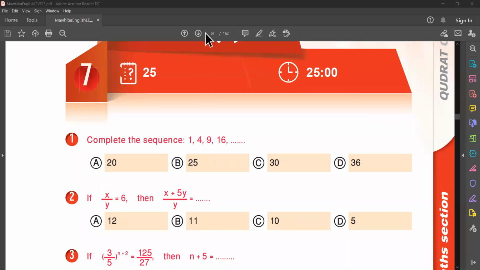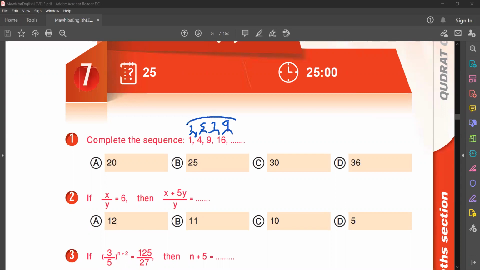Complete the sequence. When you see the numbers, you see 1, 4, 9, 16. But what are the other numbers here? How do I think to find the other numbers? You have two ways. Maybe when you add 1 plus 3, you get 4. And 4 plus 5, you get 9. And 9 plus 7, you get 16. 16 plus what? Plus 9.